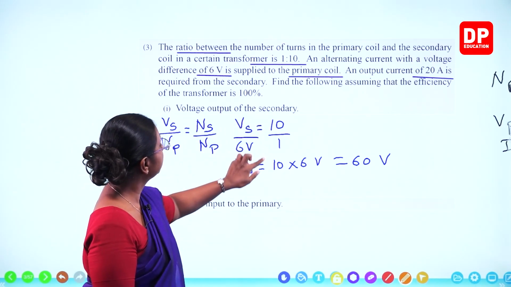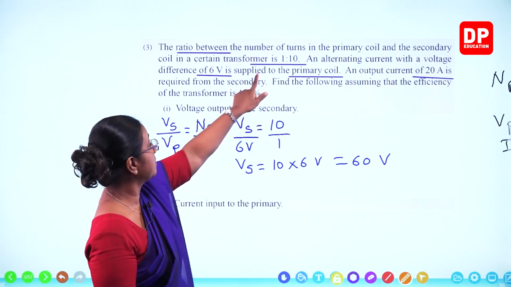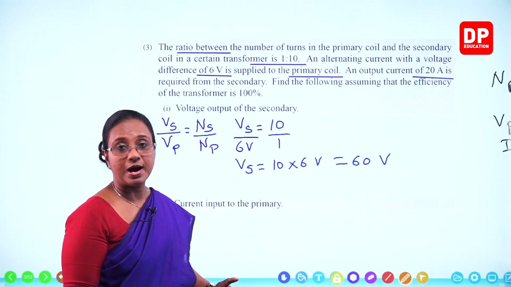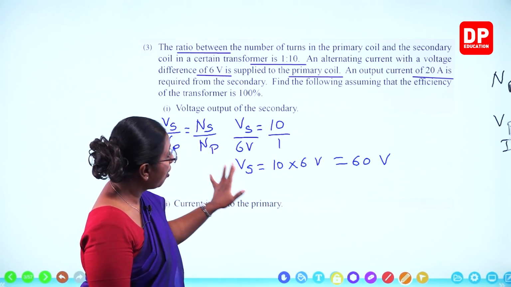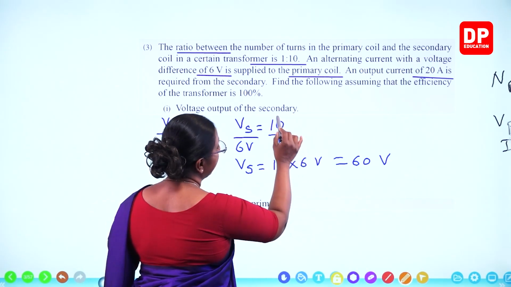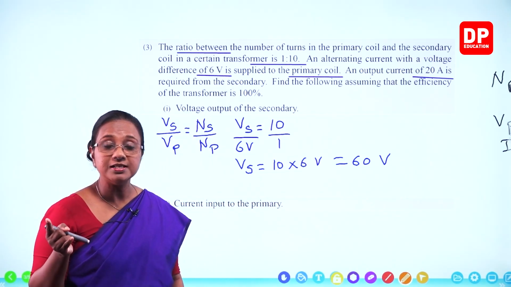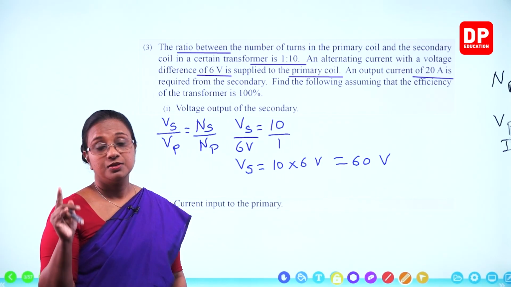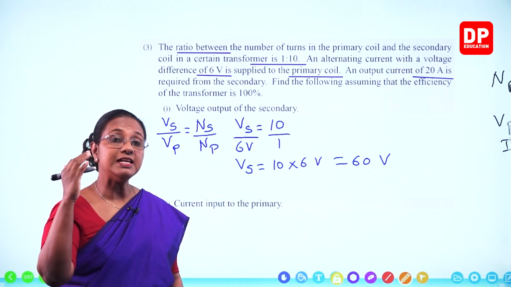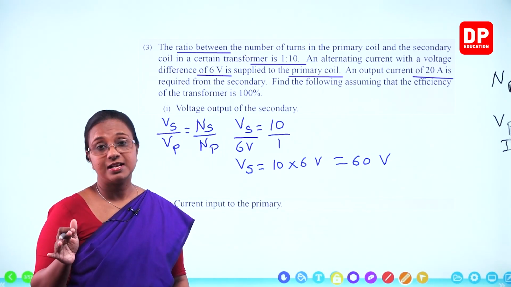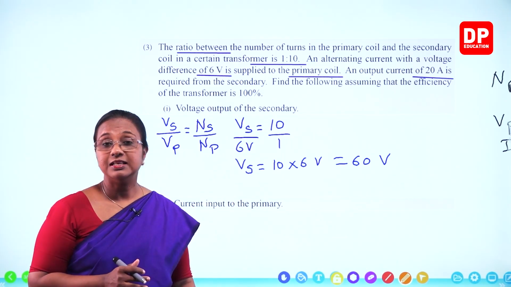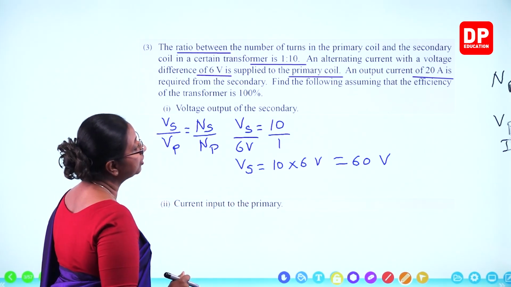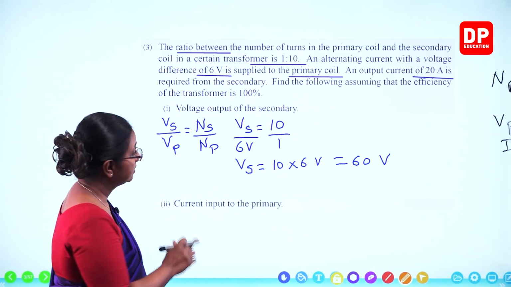So they have given us the ratio. Secondary is to primary, or primary is to secondary, 1 is to 10. So secondary divided by primary, 10 is to 1. You can write it this way, or else you can write this as N and 10N, because the number of turns is capital N. So the ratio is 1 is to 10. If you like, you can write it as N and 10 times N, but then again the N will get cancelled off. Otherwise, you can directly write the ratio. So that's for the voltage. We have found the output voltage of the secondary coil, 60 volts.